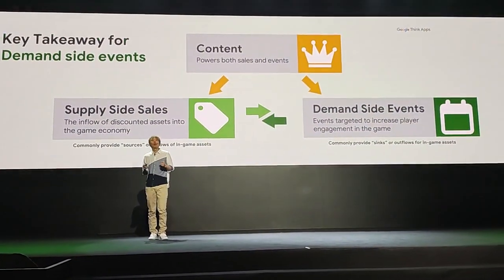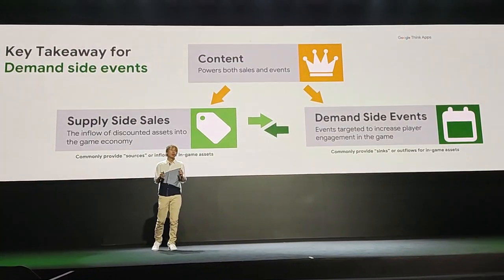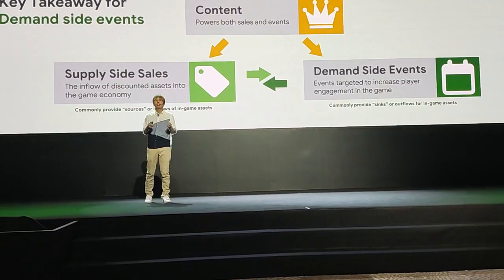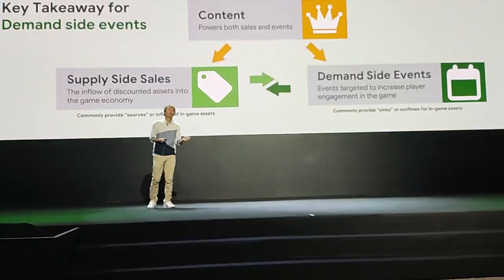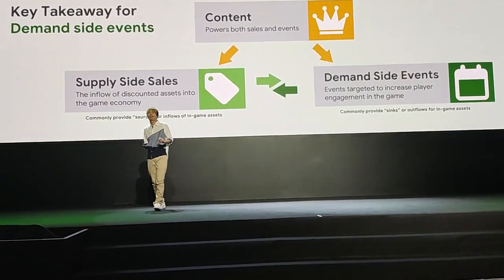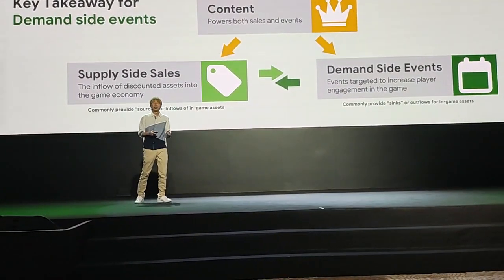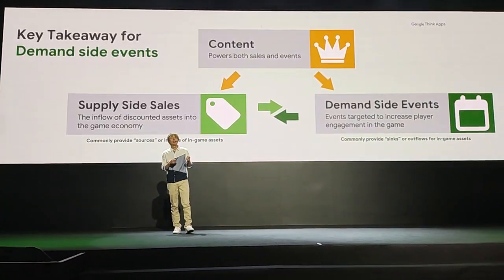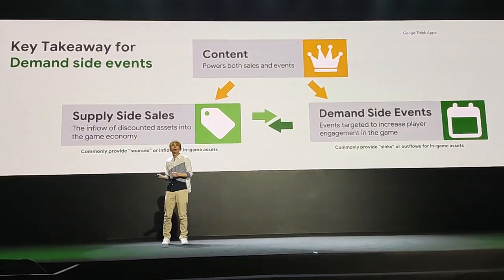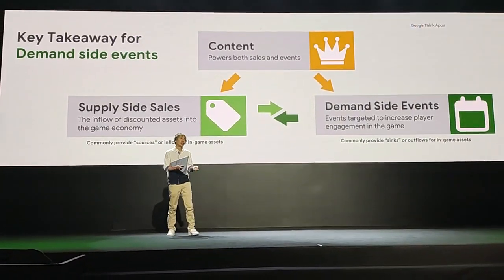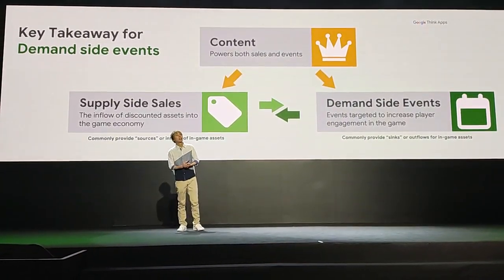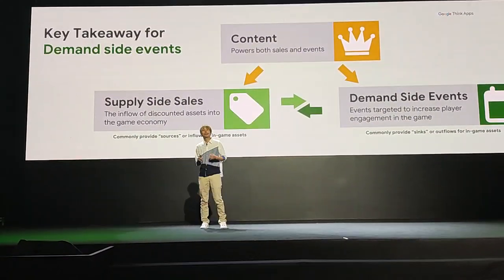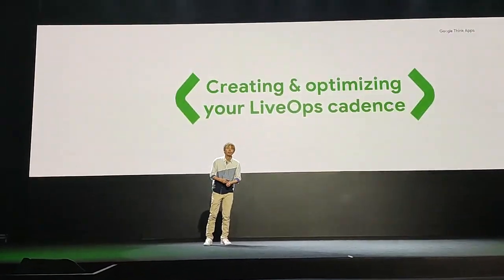So now that we've covered all three of the live ops elements, we know content is going to power both your supply-side sales and your demand-side events in your live ops strategy. We covered at a high level that supply-side sales are the inflow of discounted assets into the game economy, or commonly provide those paid sources of inflows of your in-game assets, which can be coupled with content that you have in your game. And finally, we've covered demand-side events that are targeted to increase player engagement with the game to drive the outflows or sinks for in-game assets.